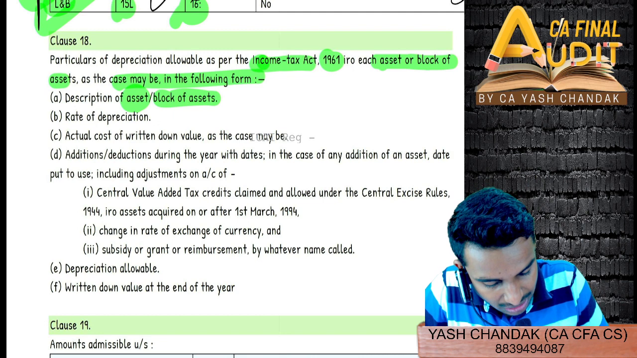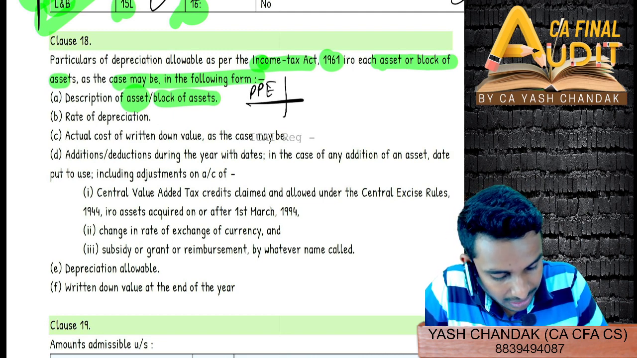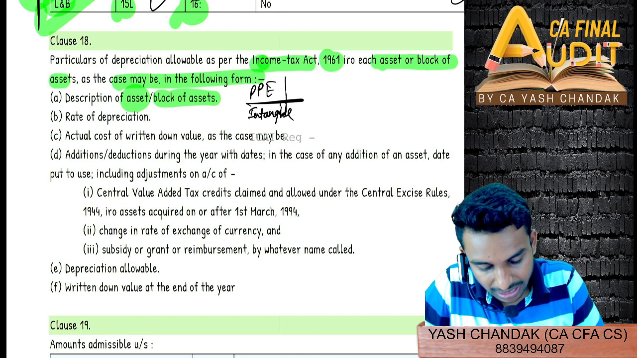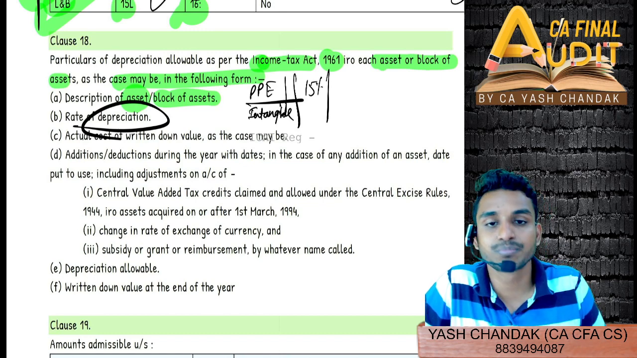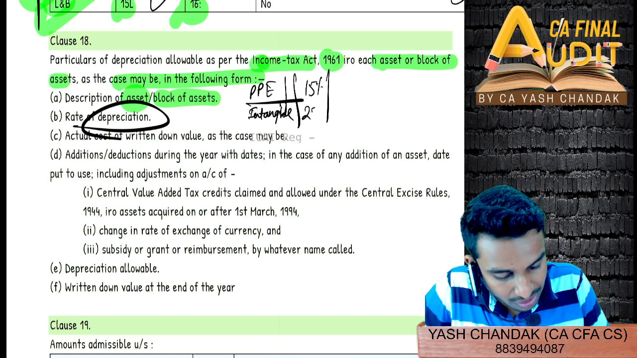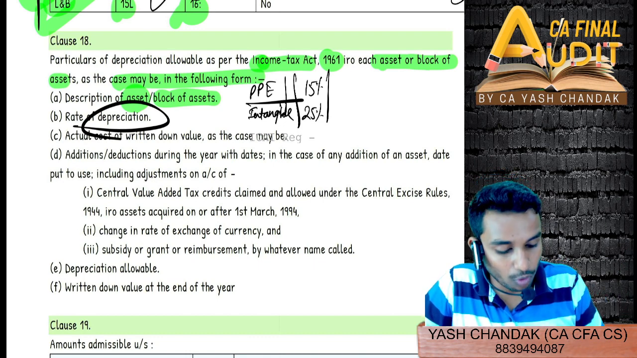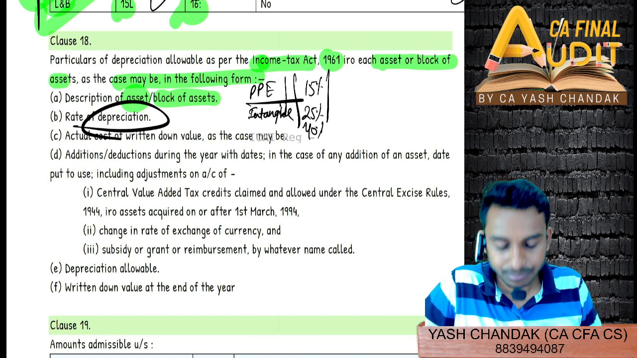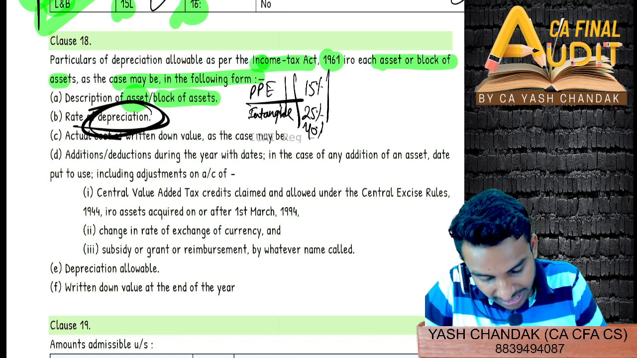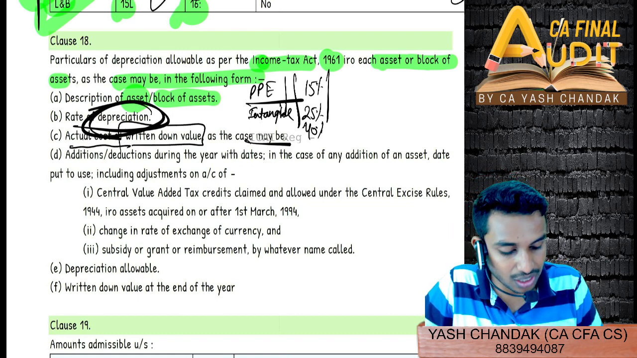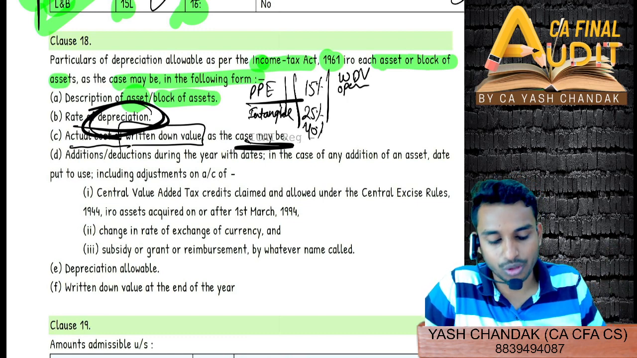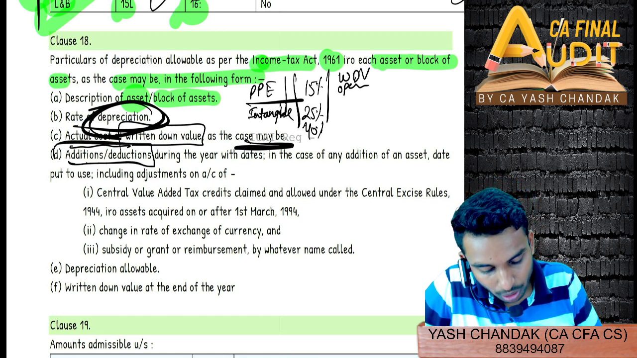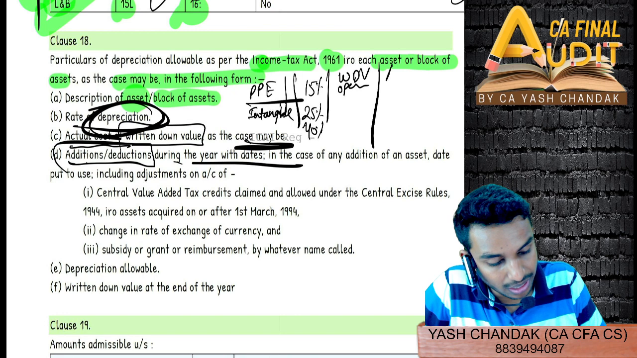I'll describe my asset as PPE, then another asset will be my intangible asset or patent, right? Then the rate of depreciation that is charged. For PPE, the rate of depreciation I'll specify here as 15%, 10%, 5% as the case may be. Intangible asset 25%. Computers and all, what is the rate of depreciation? 40% I guess, right? So the rate of depreciation you have to specify. Then actual cost or WDV as the case may be. So you have to specify here opening WDV, actual cost or WDV as the case may be, and then any additions or deductions you have made during the year.